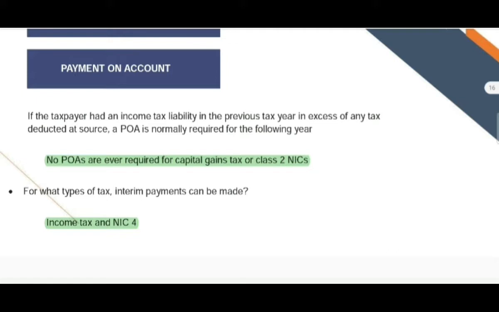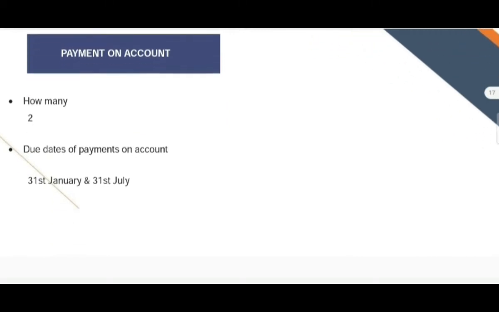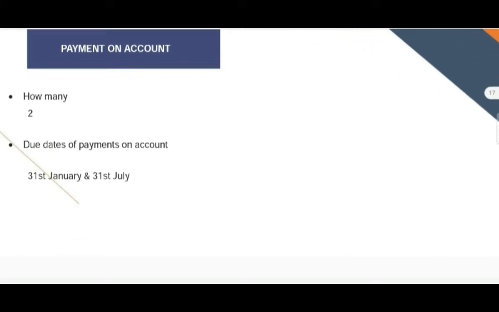Remember, if the taxpayer's income tax liability in the previous tax year is greater than the Pay As You Earn amount, then payment on account is required for the following year, and it is required for Class 4 NIC contributions and income tax, not for capital gains tax or Class 2 NIC contributions. There are two payments on account required, the first on 31st January and the second on 31st July.